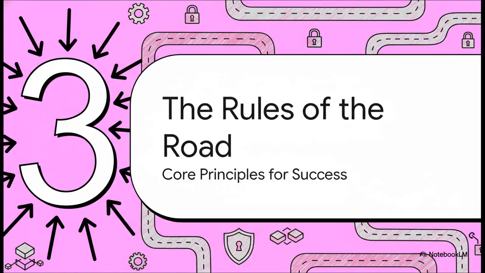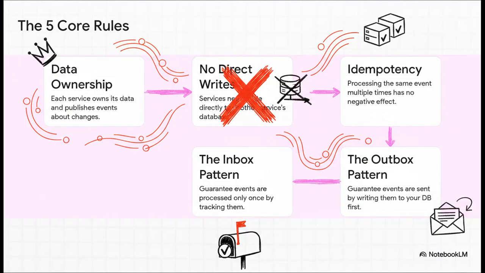But for this whole thing to work at scale and not just turn into total chaos, we can't have a free-for-all. We need to set up some ground rules, some non-negotiable principles that every single service in our system has to live by. These 5 rules, they're the absolute bedrock of this entire system. Each service is the king of its own castle, its own data. No service ever messes with another service's database directly. And, super importantly, we have these patterns to make sure messages are sent exactly once and processed exactly once, even when things inevitably go wrong.